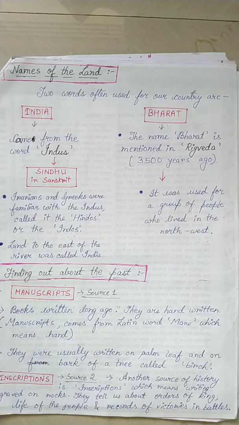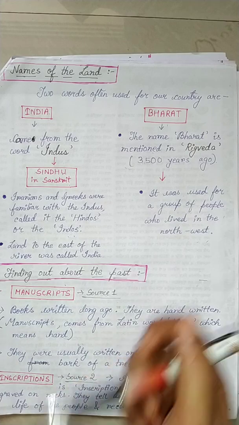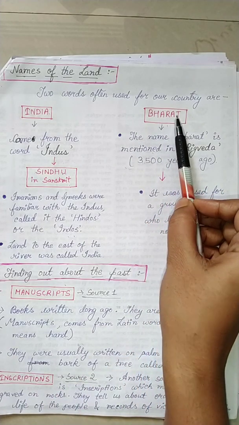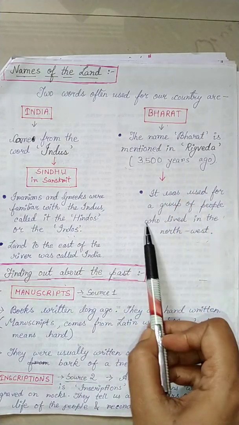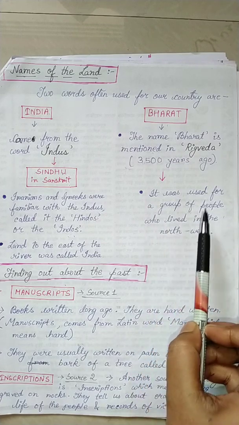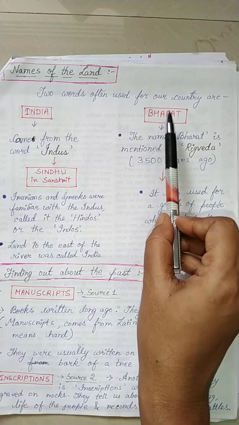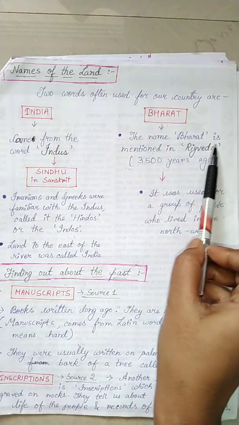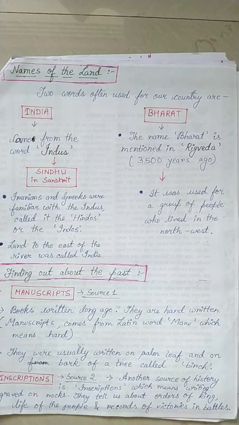The land to the east of the river Indus was called India. That was our country. And the second term is Bharat. It was used for a group of people who lived in the northwest. They used this term Bharat. The name Bharat is mentioned in the Rig Veda, approximately 3,500 years ago.